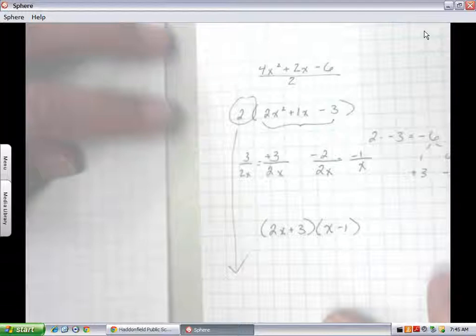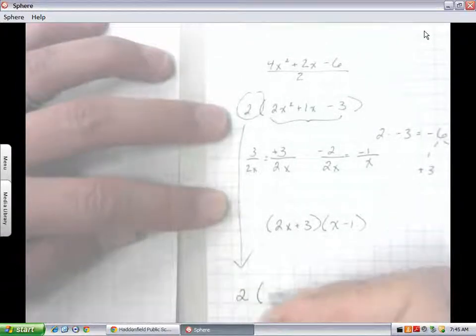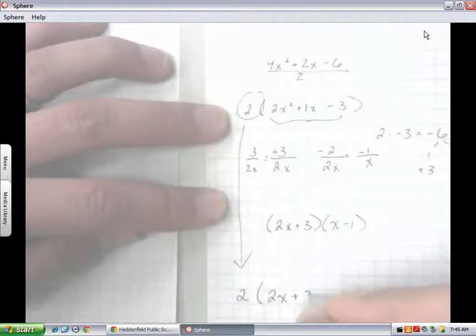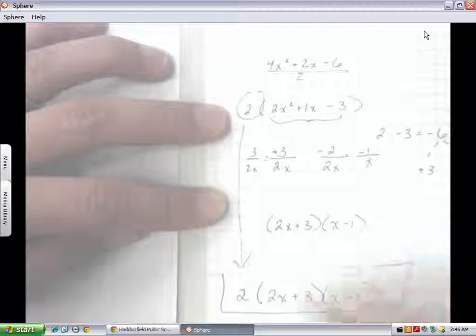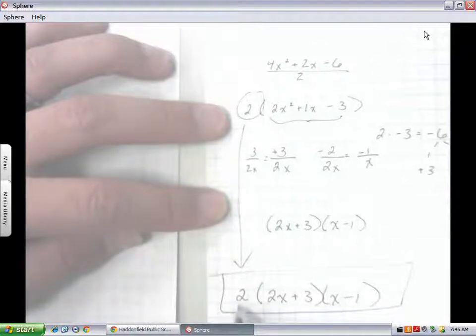And I just remember that GCF has got to be written in front so that we can get back to the original problem. So that if I now FOILed and then distributed the 2, I'd be able to get all the way back to my original expression.